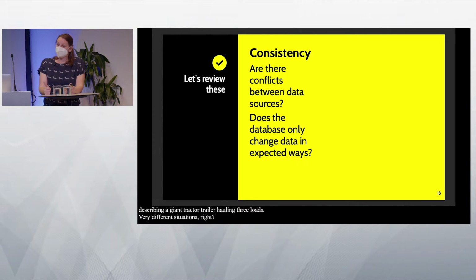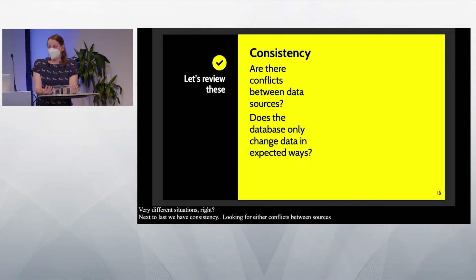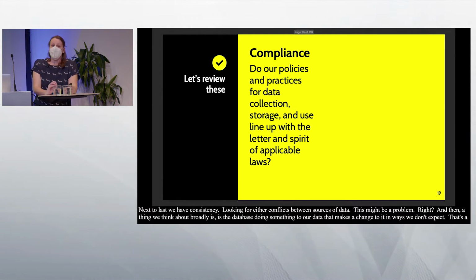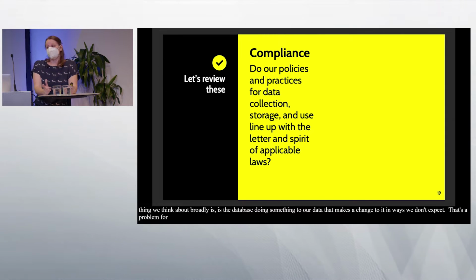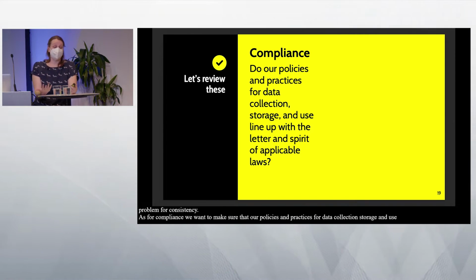Next to last, we have consistency, looking at whether there are conflicts between sources of data. This might be a problem, right? And a thing that we think about broadly is whether the database is doing something to our data that makes a change to it in ways that we don't expect. That's a problem for consistency. As for compliance, we want to make sure that our policies and practices for data collection, storage, and use are lining up with the letter and spirit of applicable laws.